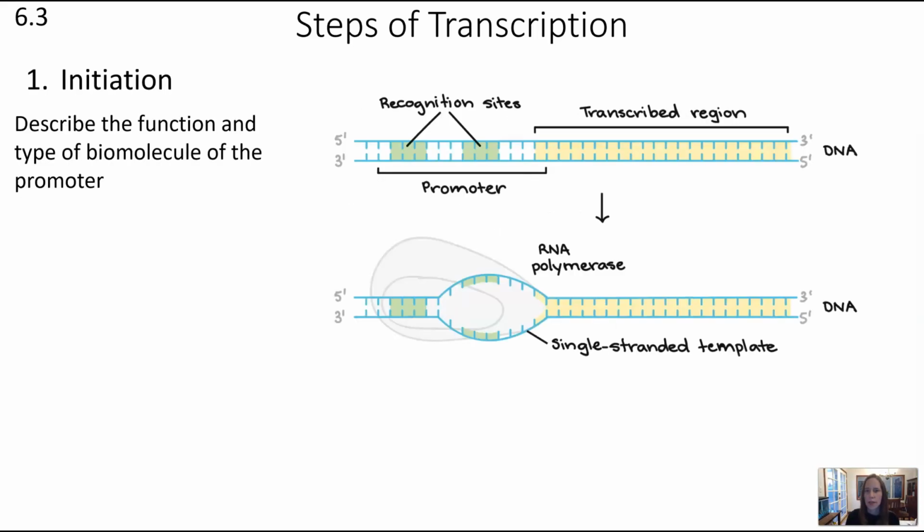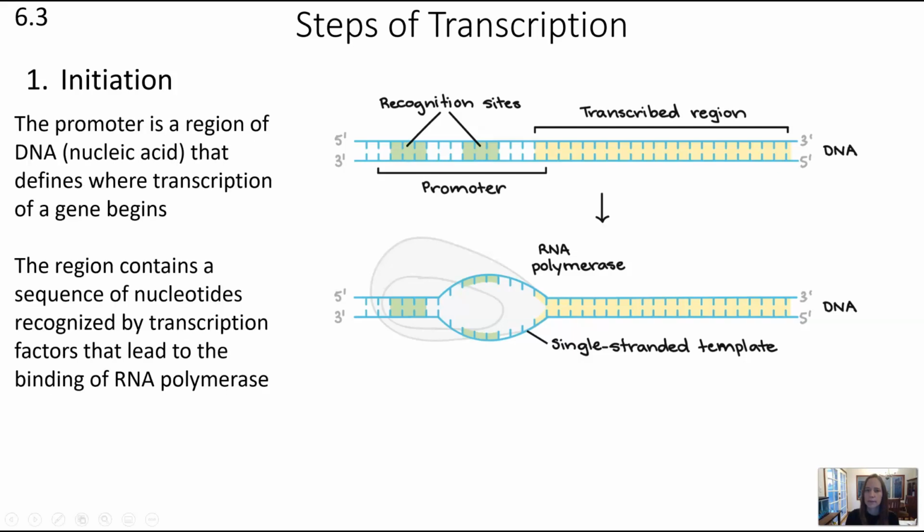An important term in transcription is promoter. Take a look at this diagram and describe the function and type of biomolecule of the promoter. So the promoter is nucleic acid. It's a DNA region. So it's the part of the DNA where transcription begins. This region contains a sequence of nucleotides that are recognized by transcription factors that lead to the binding of RNA polymerase. So this is where transcription starts.